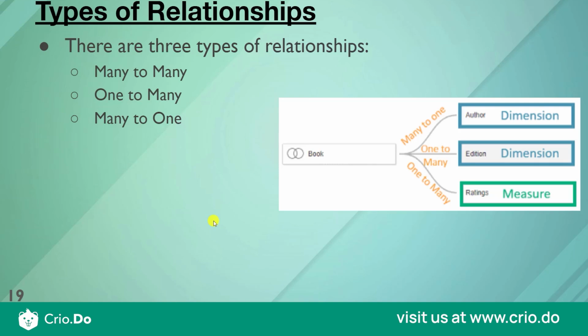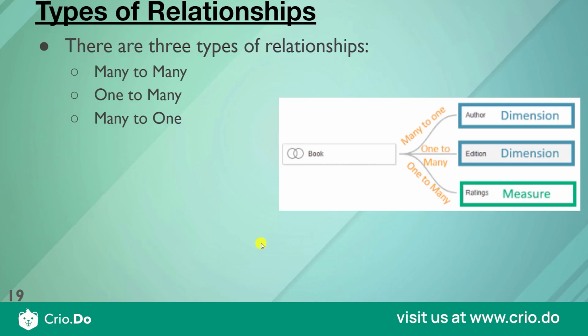In the scenario you're seeing right now, the book table is connected to order, edition, and ratings. So the book table to author dimension is actually a many to one scenario. That means one author can write so many books. In the book scenario, each book has some author, and that author can have many different books in this books table. That's why it is a many to one concept.